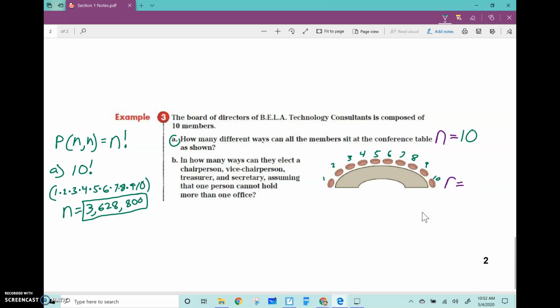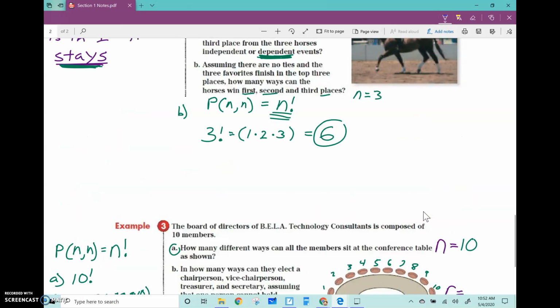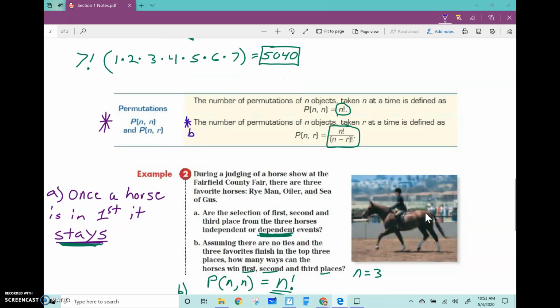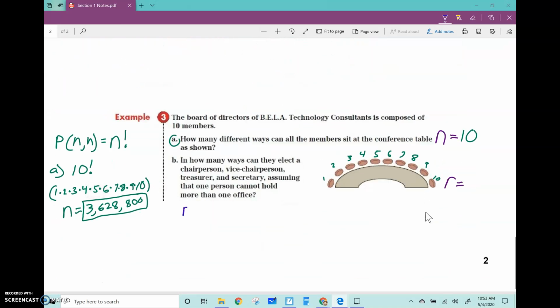Now for the last example in our notes, for example B, I'm going to scroll up here and we're going to be looking at this one for example B. And that is P of N R. So we've got P N R. So I need to find out what R is. And what I'll do is I'll go in here and count the options. How many ways can they elect a chairperson? That's 1. A vice chairperson, that's 2. A treasurer, that's 3. And secretary, that's 4. So I've got 4. And I'm going to plug it in.